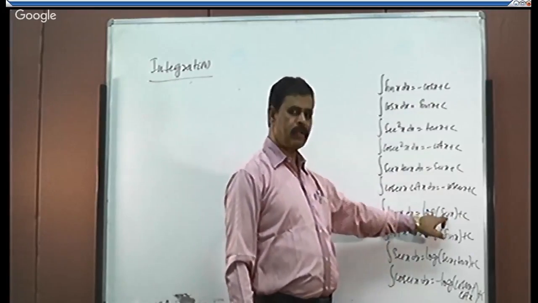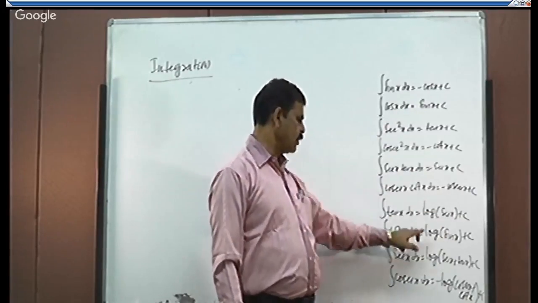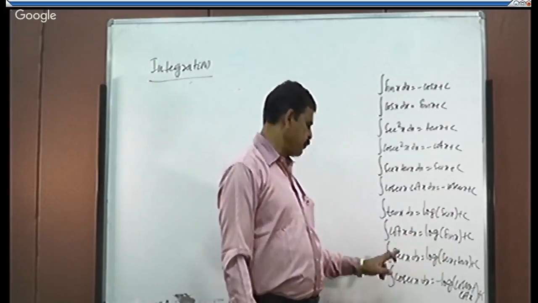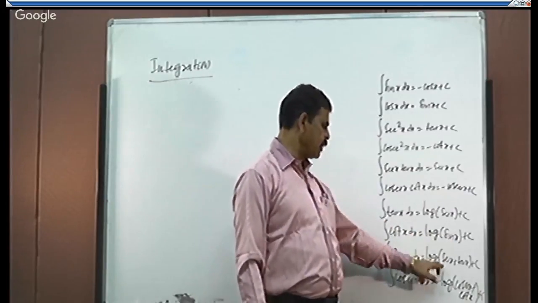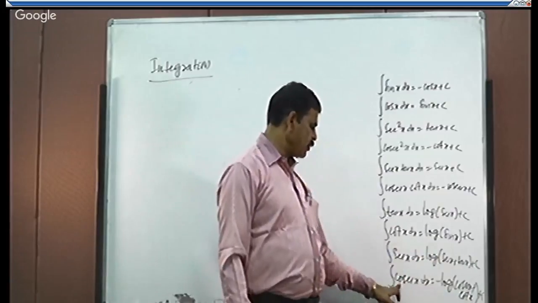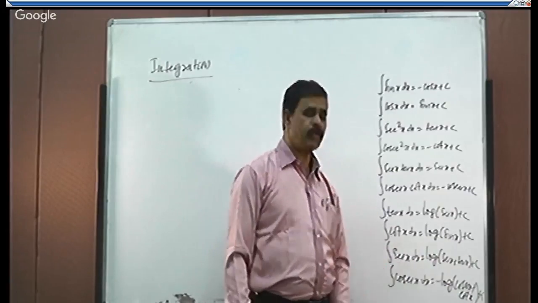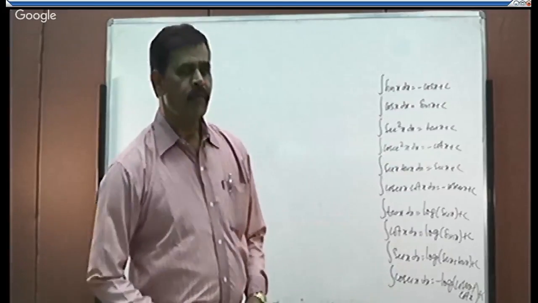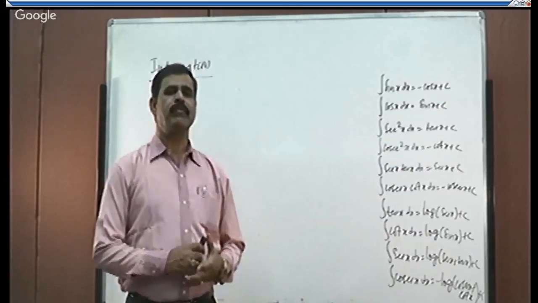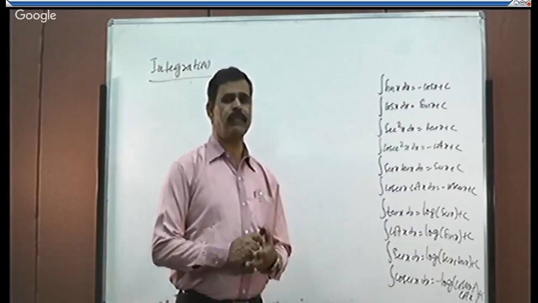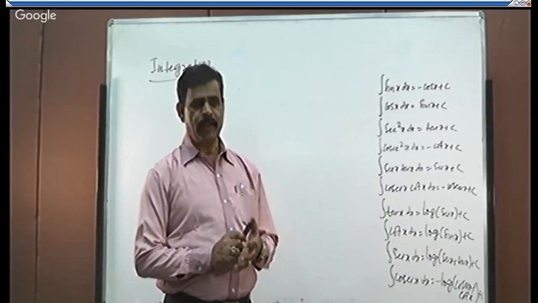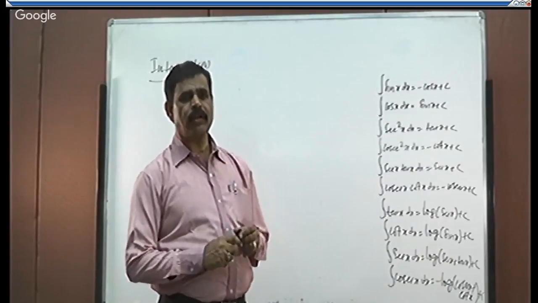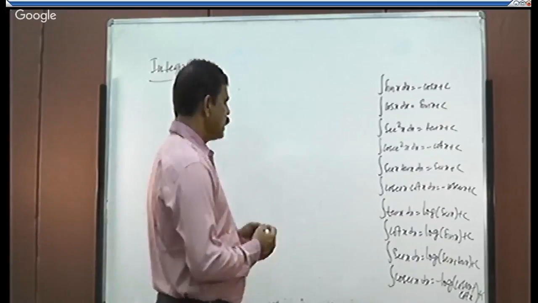For tan x, it is log of secant x. For cot x, it is log of sin x. For secant x, it is log of secant x plus tan x. For cosecant x, it is minus log of cosecant x plus cot x. Right? And we have also discussed a few examples of algebraic terms. Now let us concentrate on the trigonometric functions.